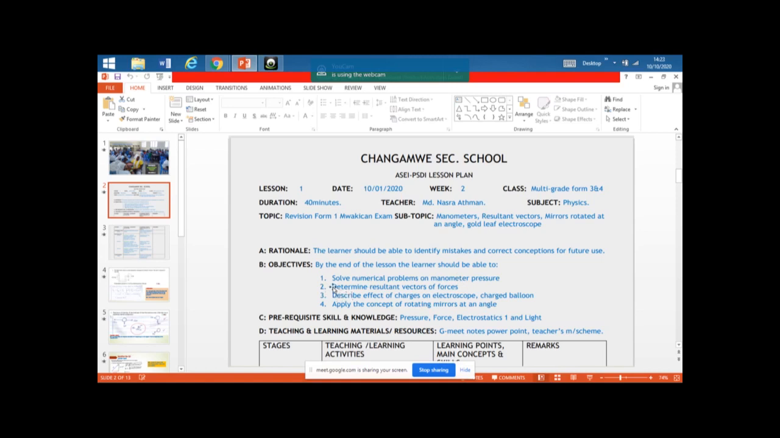Then, we are going to determine resultant vector forces. We're going to determine resultant vectors. Then, we are going to have a look at charging, or rather the effect of charges on an electroscope and then a charged balloon. Then, lastly, we're going to look at the concept of rotating mirrors at an angle.